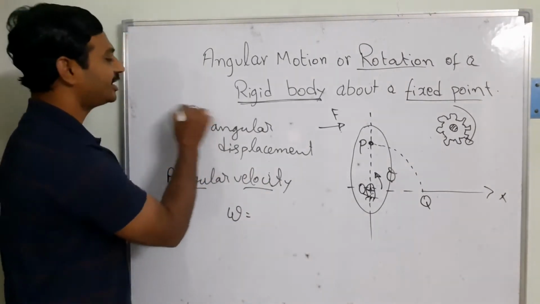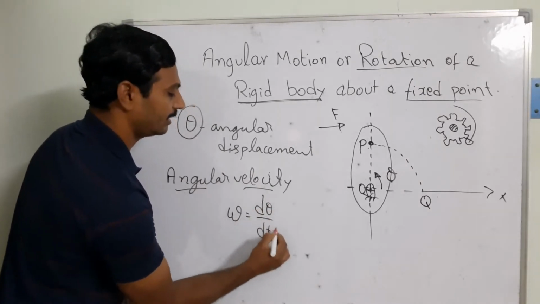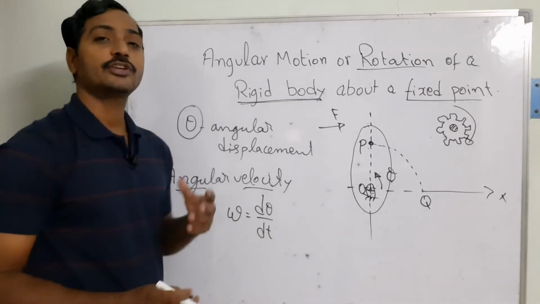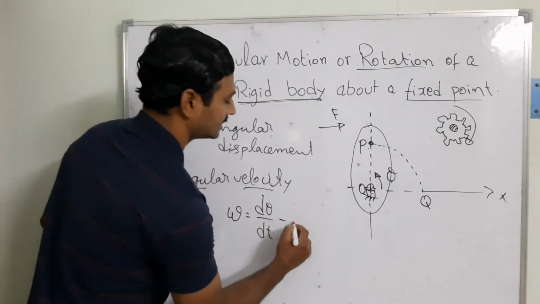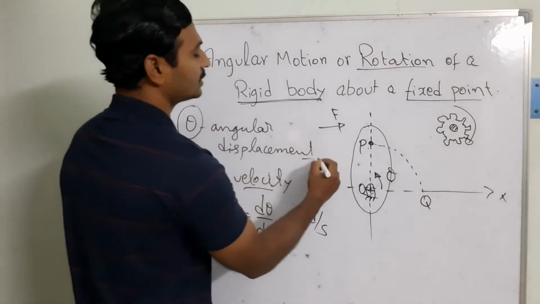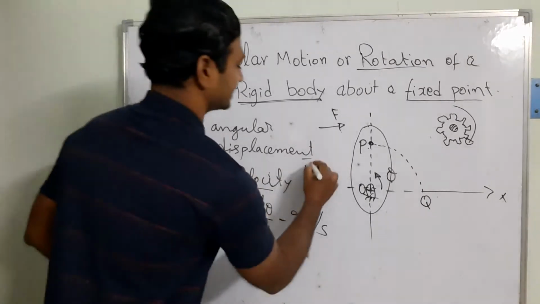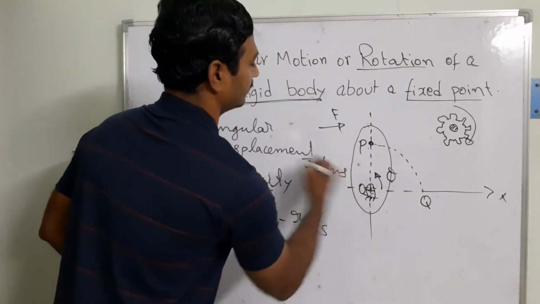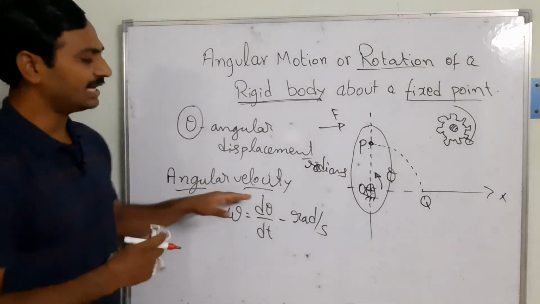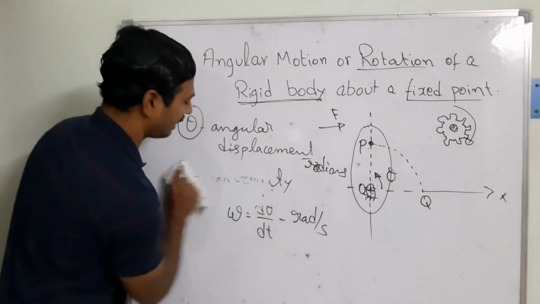Here the angular displacement is your theta. That I am writing as d theta by dt, because we are saying that it is the rate of change of angular displacement with respect to time. So that is radians per second. In this case, the angular displacement we are always measuring in radians. This way we are going to calculate the angular velocity. Once we have calculated the angular velocity, can you calculate the angular acceleration? That I am going to write over here.